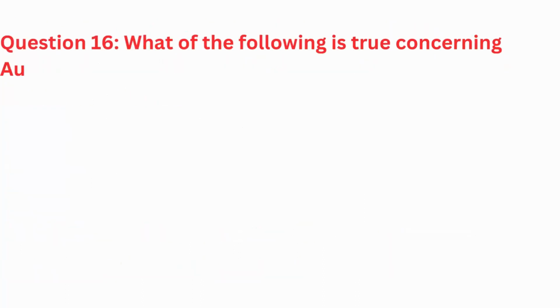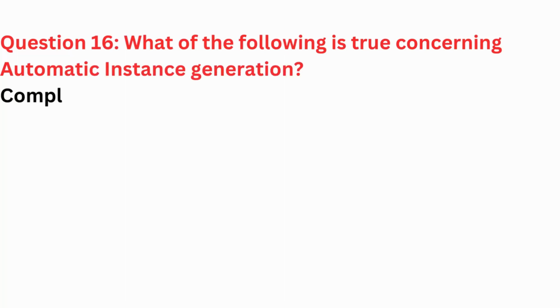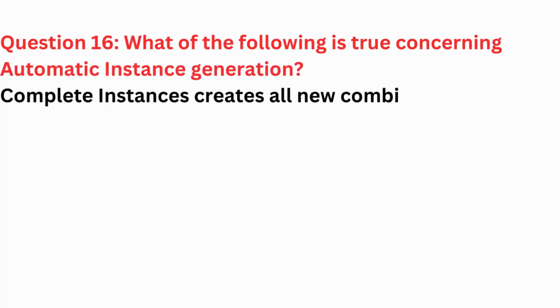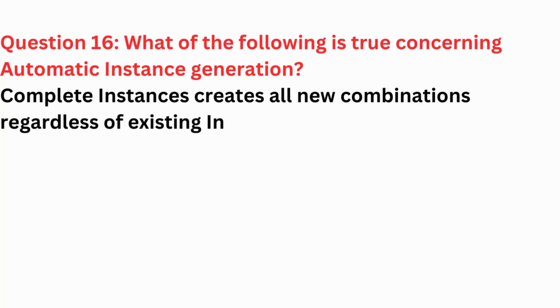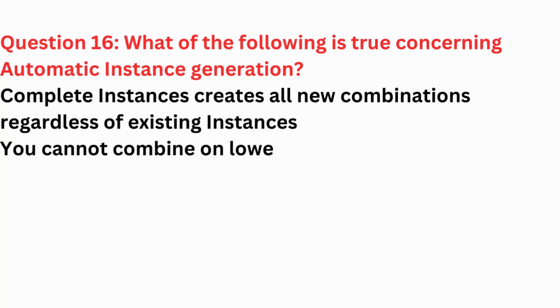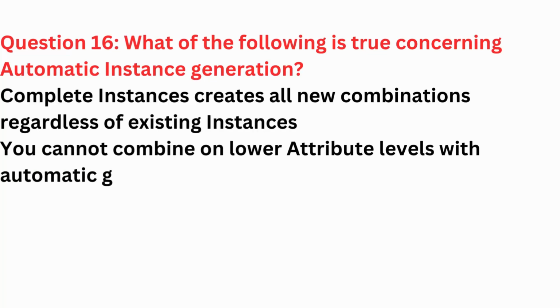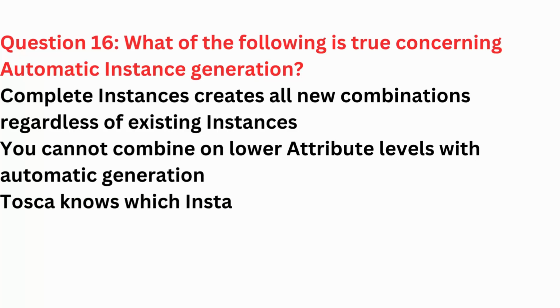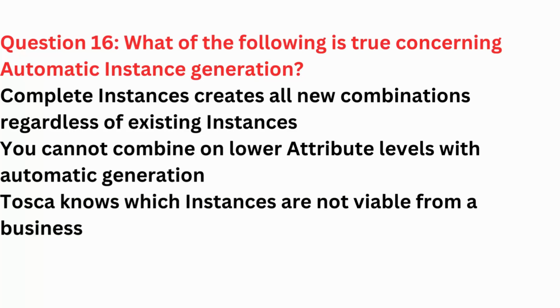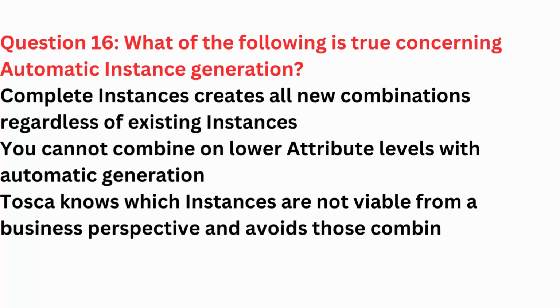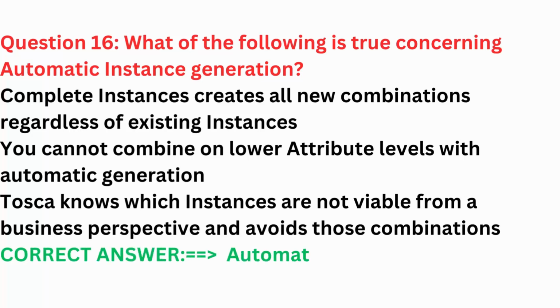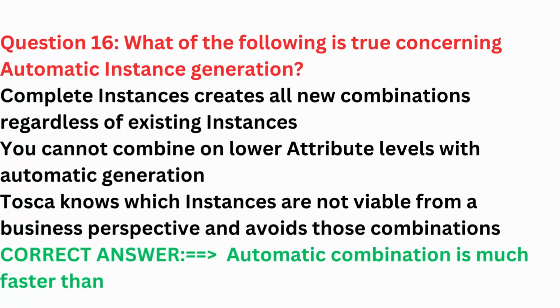Question 16. Which of the following is true concerning automatic instance generation? Complete instances creates all new combinations regardless of existing instances. You cannot combine on lower attribute levels with automatic generation. Tosca knows which instances are not viable from a business perspective and avoids those combinations. Correct answer: automatic combination is much faster than manual combination.